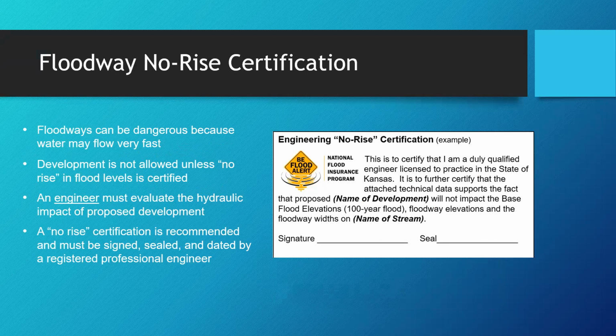I know Nebraska doesn't. So floodways can be dangerous because the water is moving very fast. It's used to discharge those floodwaters. So that's why we require the no rise. It's a federal requirement. You cannot add fill to the floodway. And so the engineer must evaluate the hydraulic impact of the proposed development and then provide that analysis and the statement that certifies that it will not cause any rise in the base flood elevation. Signed, sealed, and dated by the engineers. So you need that documentation before you approve new development there.